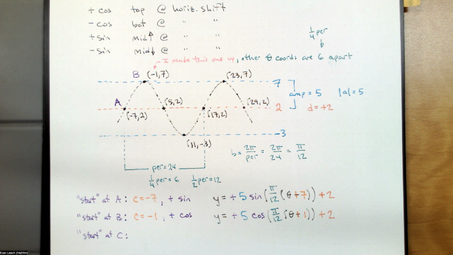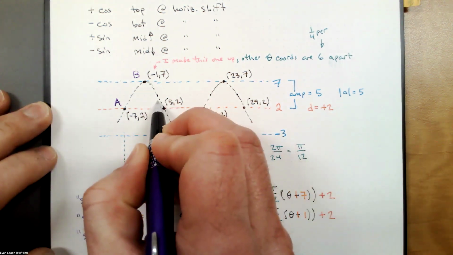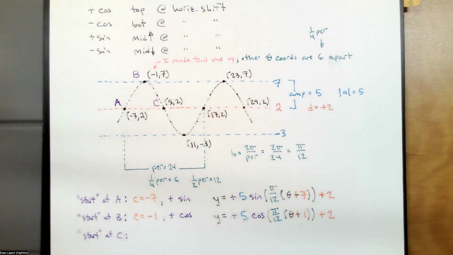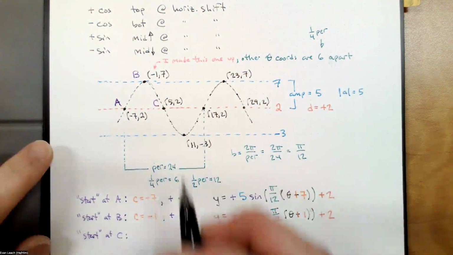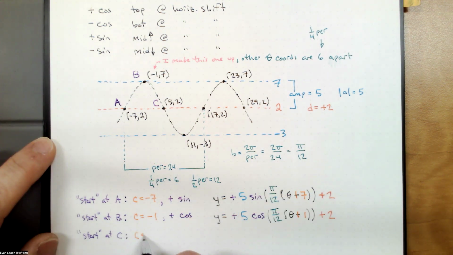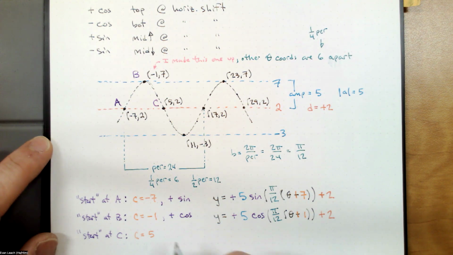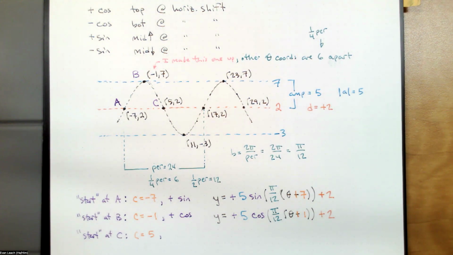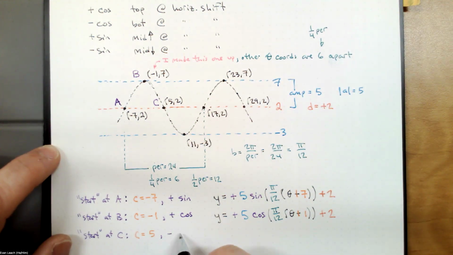So if we start at C, I didn't label what C is. So that 5, 2, that's going to be the point C. What are we going to use for a horizontal shift if that's our starting point? 5. So C is equal to 5. And what, plus or minus, sine or cosine, are we using at this point? That's the middle, but headed down. Negative sine.